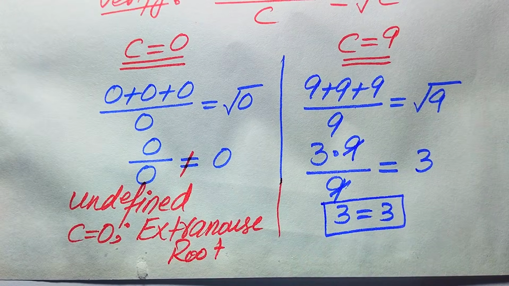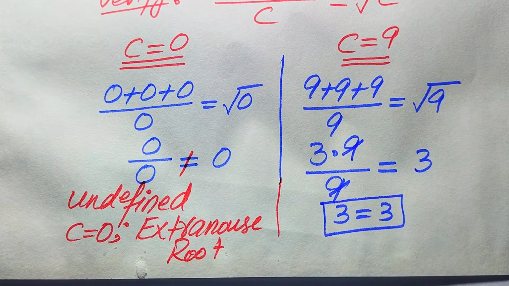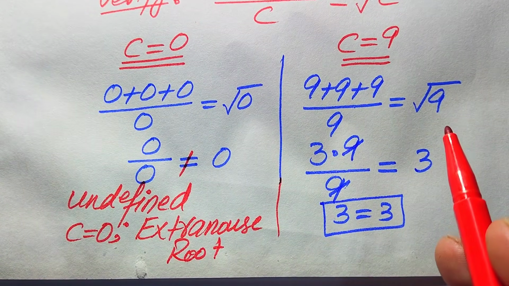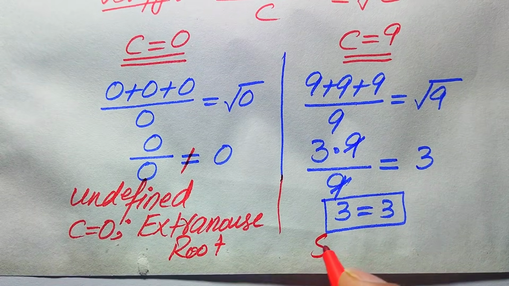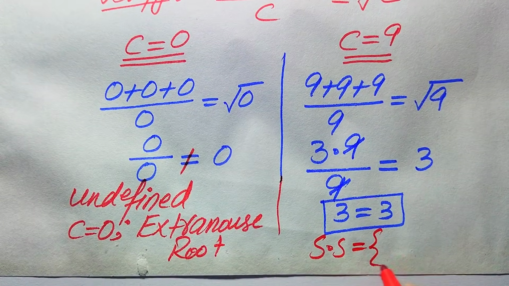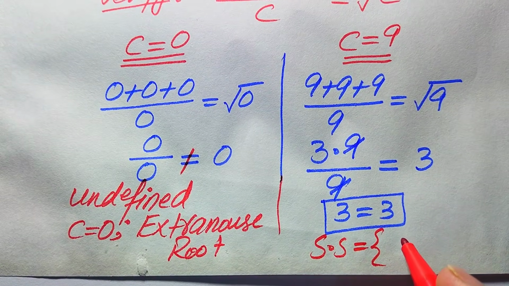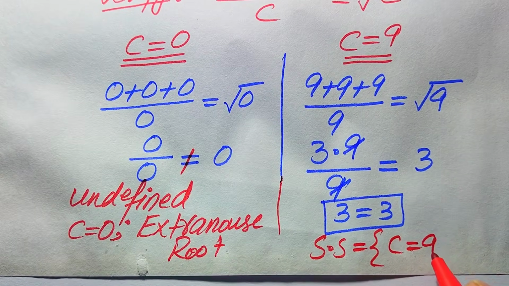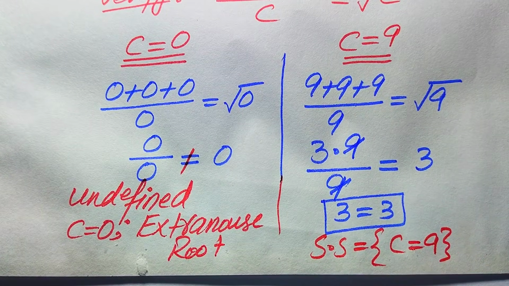So both of the sides are equal. It means that the value c equals 9 satisfies our given question statement. So finally the solution set of this question is c equals 9. This is the only solution which we get here in the first method.